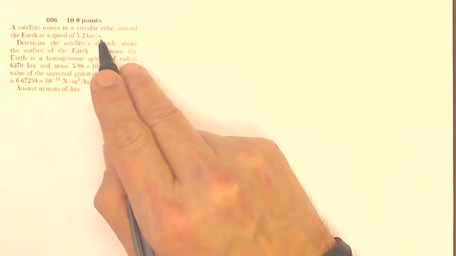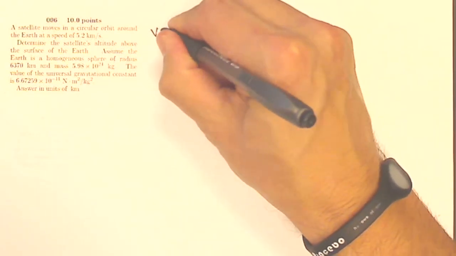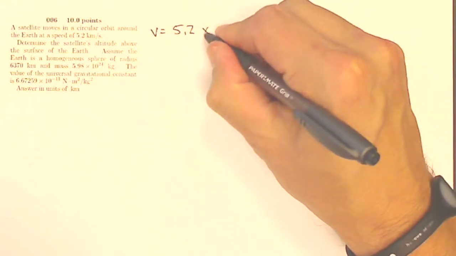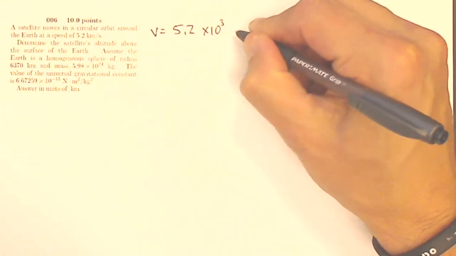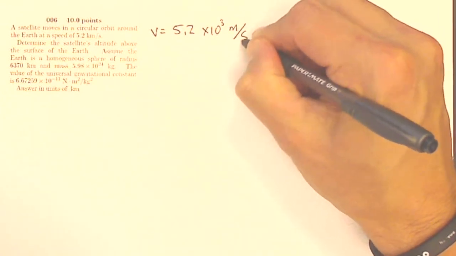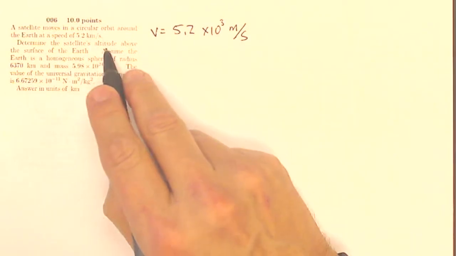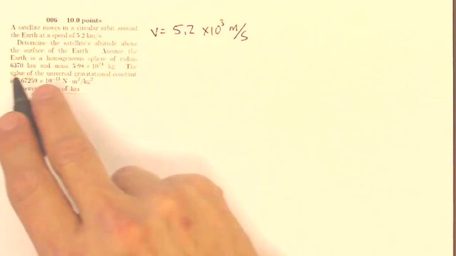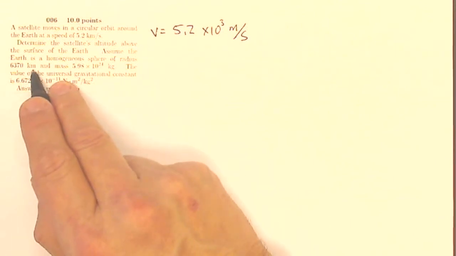This is AP Physics, Homework 5.3, question number 6. A satellite moves in a circular orbit around the Earth at a speed of 5.2 kilometers per second. So my speed is going to be 5.2 times 10 to the 3, thousands of meters per second. Determine the satellite's altitude above the surface of the Earth. Assume the Earth is a homogeneous sphere of radius 6370 kilometers.